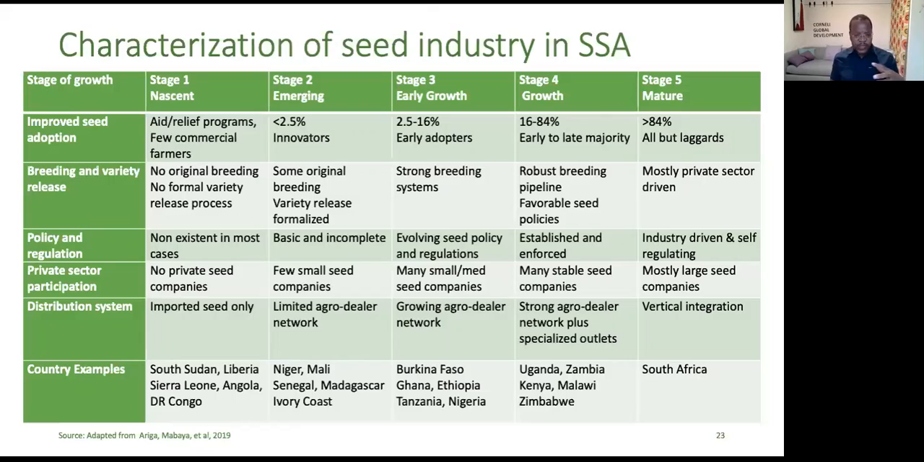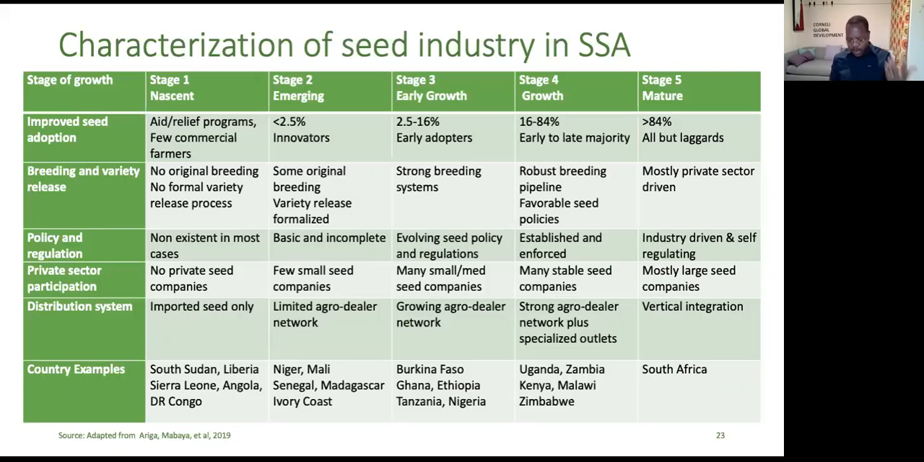I'll skip through this slide, but it's basically highlighting the fact that when you look at seed sector development in Africa, the different countries are at different phases, starting with phase 1, where it's nascent, and you have countries like South Sudan, Liberia, Congo, that are just getting started. You have countries that are in the middle, like Burkina Faso, that are in early growth: Burkina Faso, Ghana, Ethiopia, Tanzania, and so forth. And I would say the most mature of those seed sectors is probably South Africa, and I would add Egypt as well, that are mostly at par with the developed countries such as the US.